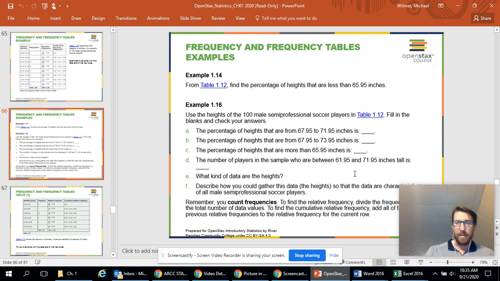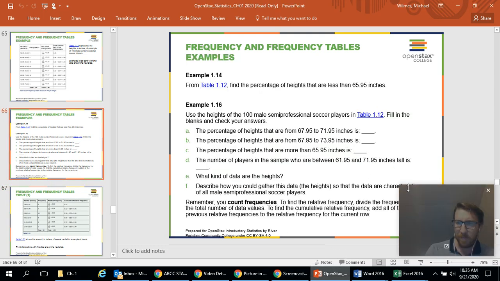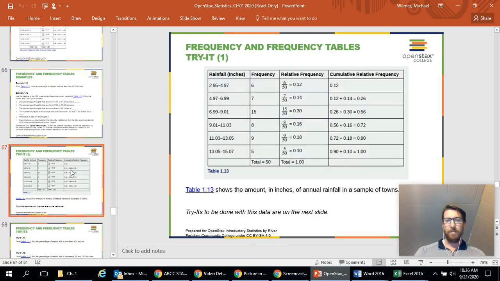And describe how you'd gather this data, the heights, so that the data is a good set of data. So how would you collect the heights? One thing you could do is just give each player on the team a random number and then poll maybe 3 people from each team. And that would give you a smaller set from the total. Or it depends how big the league is. You could just take everybody if the league isn't too big.